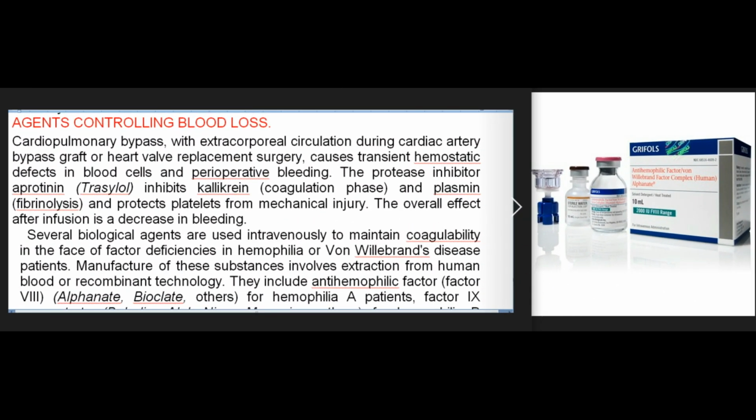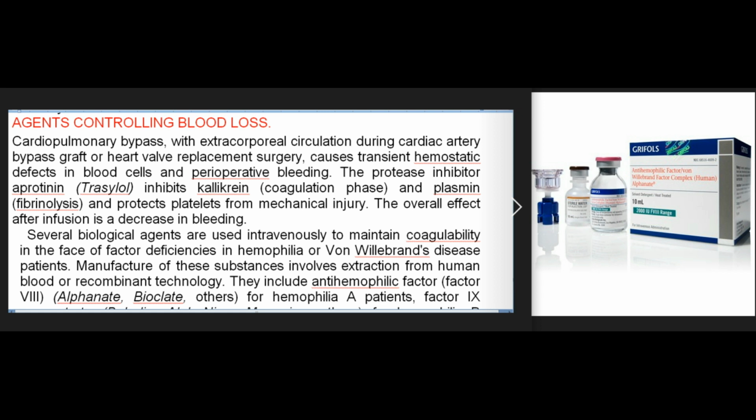Agents controlling blood loss. Cardiopulmonary bypass, with extracorporeal circulation during coronary artery bypass graft or heart valve replacement surgery, causes transient hemostatic defects in blood cells and perioperative bleeding. The protease inhibitor aprotinin (Trasylol) inhibits kallikrein (coagulation phase) and plasmin (fibrinolysis), and protects platelets from mechanical injury. The overall effect after infusion is a decrease in bleeding.